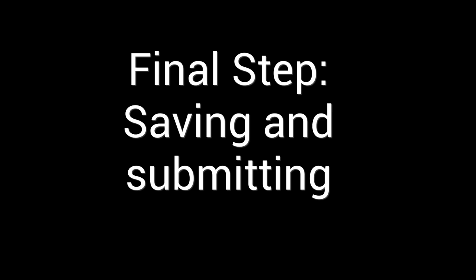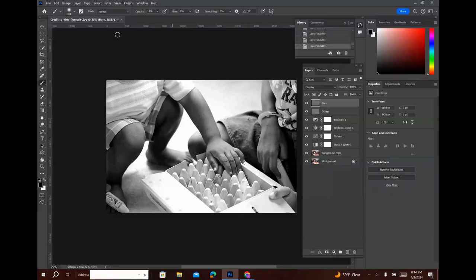Final step, saving and submitting. For your final step, I would want you to check over in here, making sure that you have the original image here and that you have these layers on top. I should see a black and white layer, a curves layer, either a brightness and contrast or an exposure, and a dodge and a burn layer.